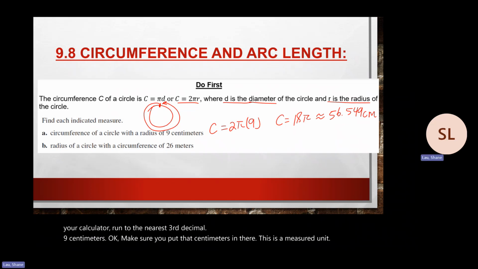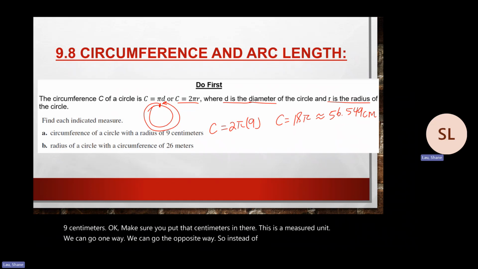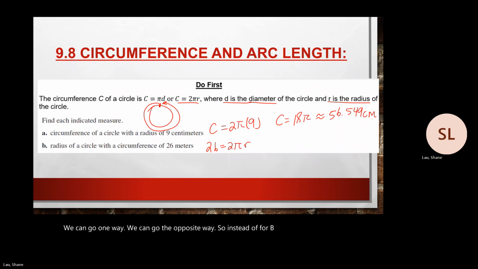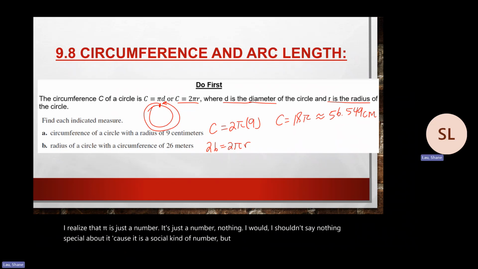Well, we can go one way, we can go the opposite way. So for B, we're going to start with a circumference of 26 meters. That is equal to 2 pi r. R is what we're looking for, the radius of the circle. Then you just take 2 and pi and move them to the other side. Realize that pi is just a number. It is a special kind of number, but there's nothing unknown about it.